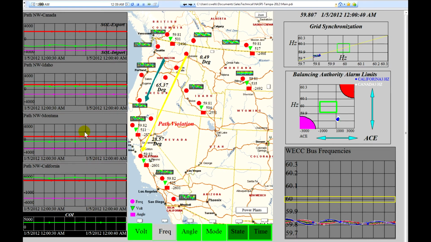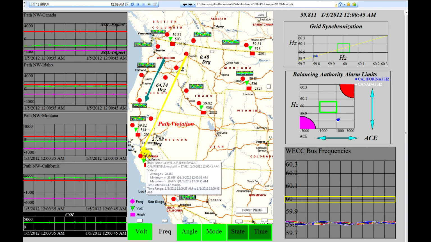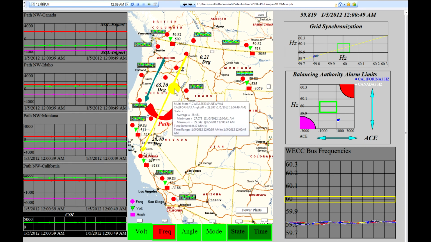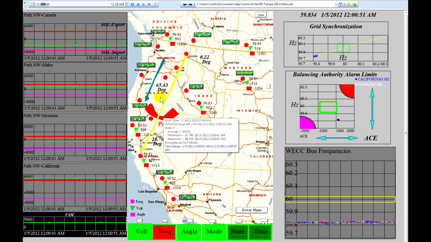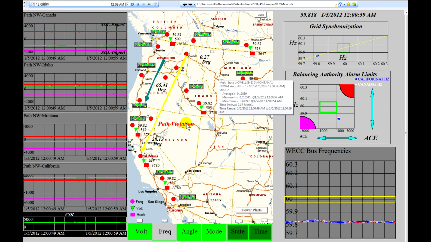And the final thing we want to show is the phase angle. So this is the phase angle between northeast Washington and central California, between Washington and Oregon, and we can see what the actual angular degrees is. This is 66 degrees, 28 degrees, and there's a small angle between northeast Washington and Montana.